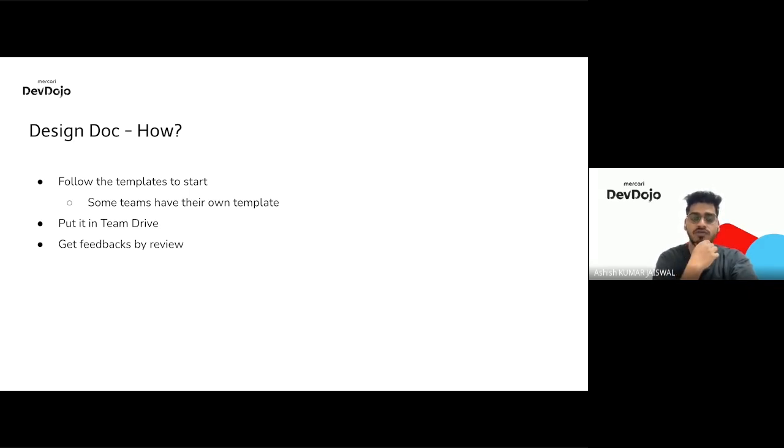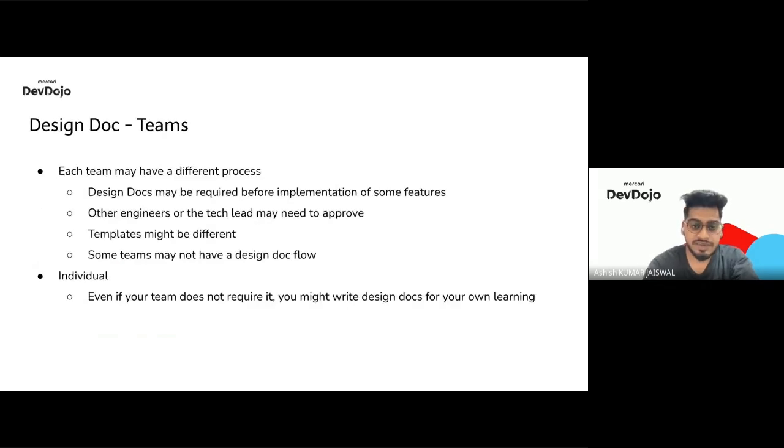So how do you write a design doc? There can be several templates based on your team, and you can also find several templates for how to write a technical design doc online. As I mentioned, different teams can have their own way to write a design doc, a different template, and each team can have its own processes. Design docs may be required before implementation of some feature, but it's not mandatory. It totally depends on the complexity of that feature, so it's up to the team to decide if they need a design doc or not.